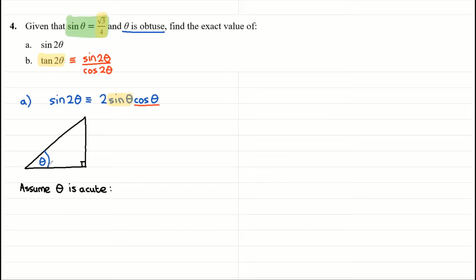Well, we know that the sine of theta is root 3 over 4, which of course is the opposite over the hypotenuse. So this side and this side we know, so we can just put them in. They might not necessarily be root 3 and 4. It's just when you compare the two sides, that's what the fraction will simplify to. So we can write root 3 here and 4 there. So the question is, what is the adjacent side going to be? Let's use a bit of Pythagoras.